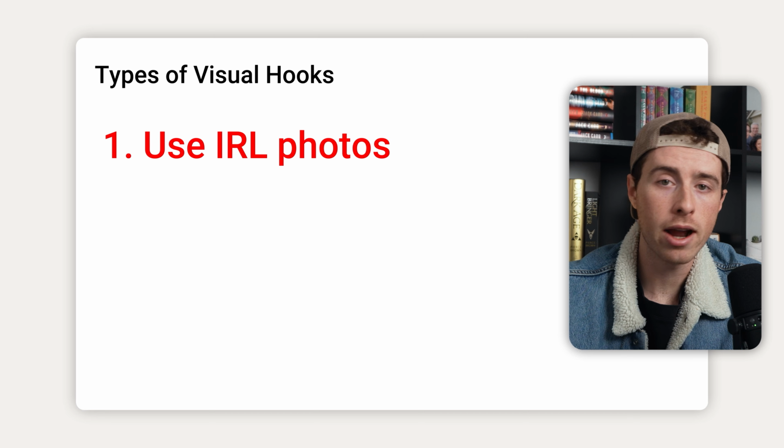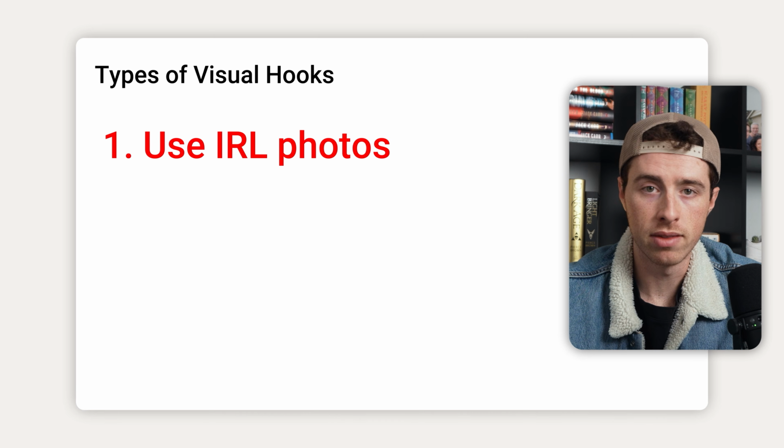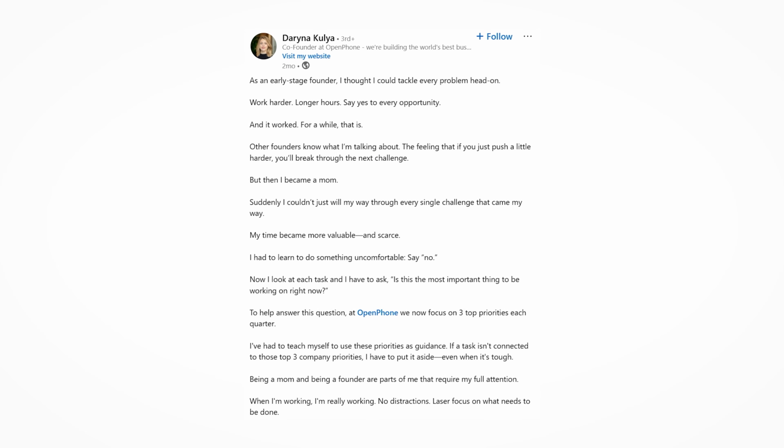Across our roster, we are seeing that on average, posts with media perform better. And there are 3 specific types of visual hooks that I'd recommend you try. One, perhaps the easiest, is to use IRL photos that are relevant to the topic of the content. And this post from Dorina, founder of OpenPhone, is a great example of that.